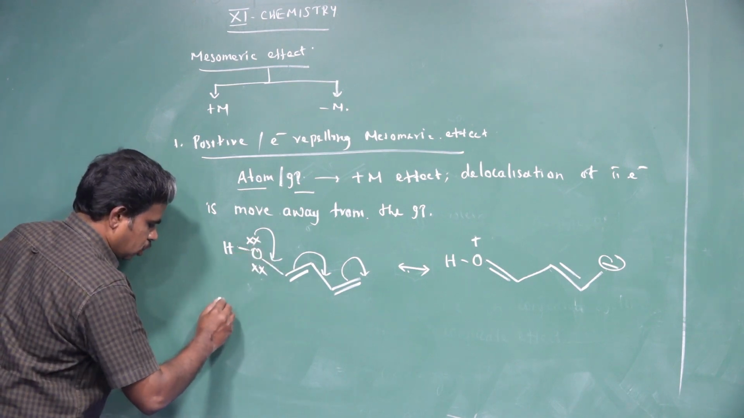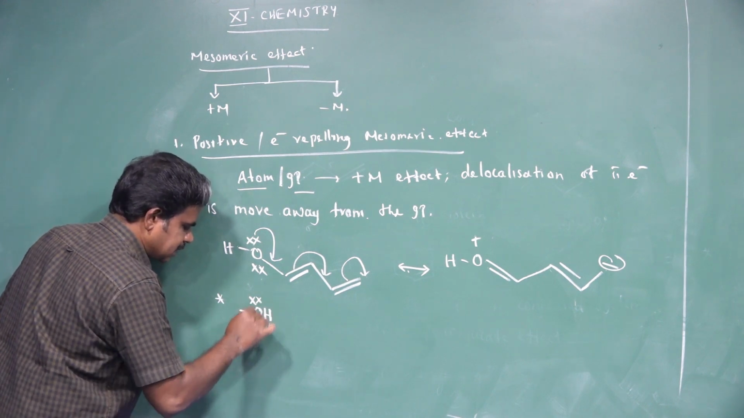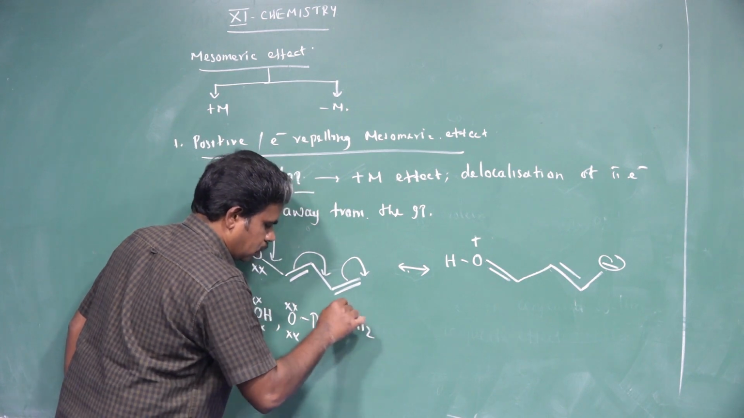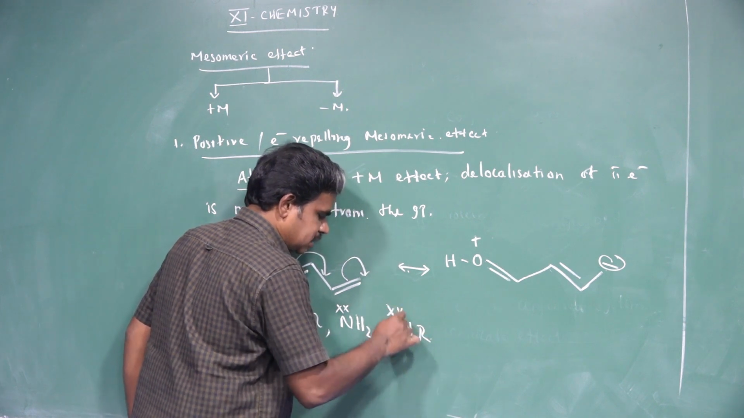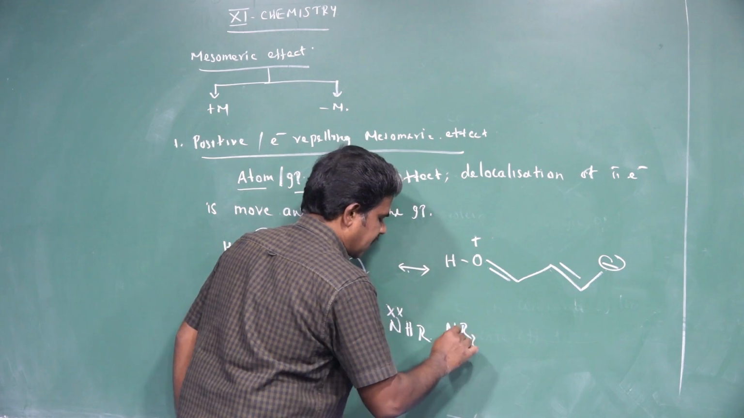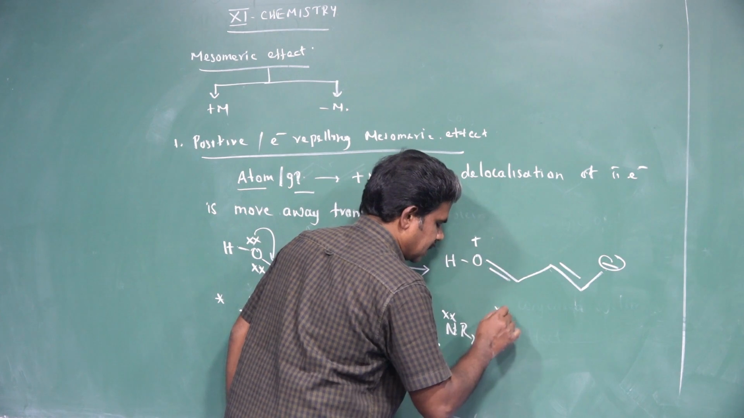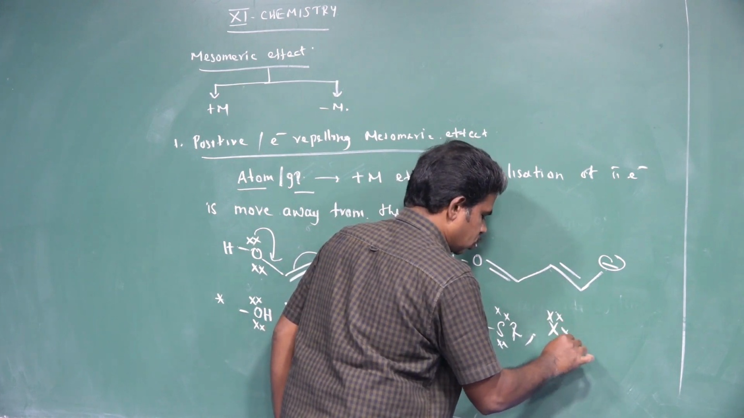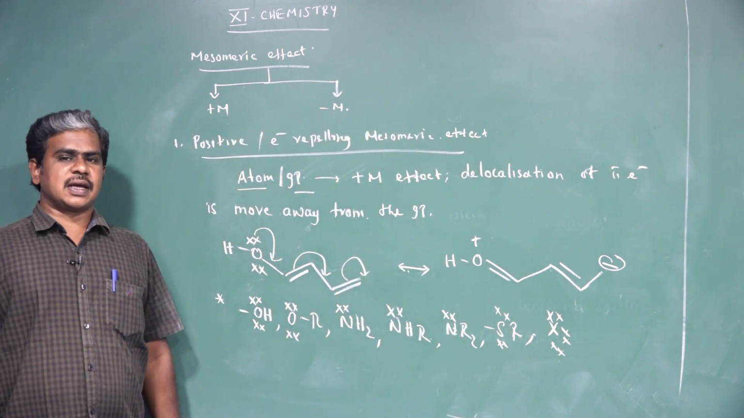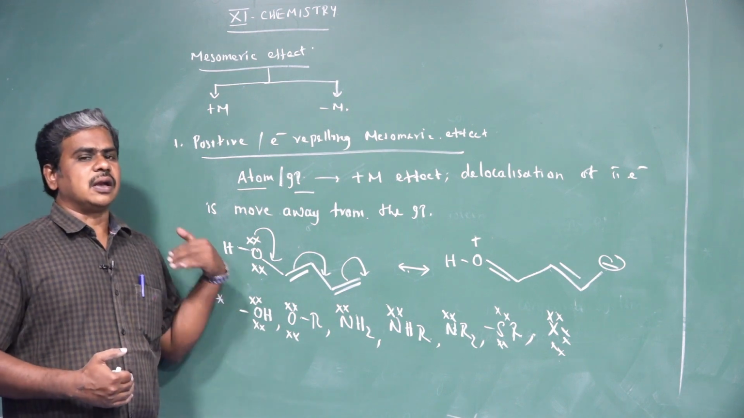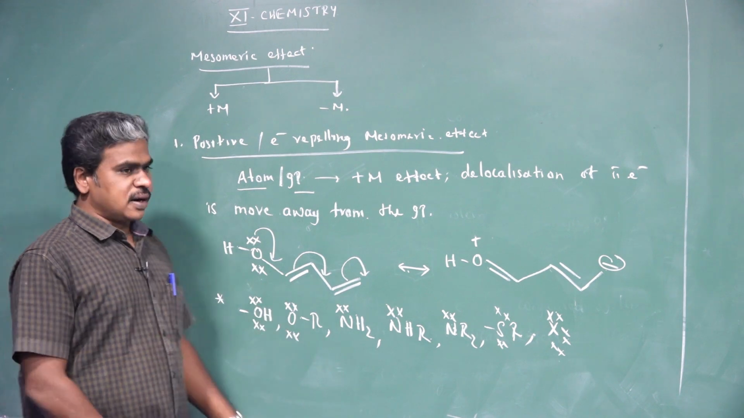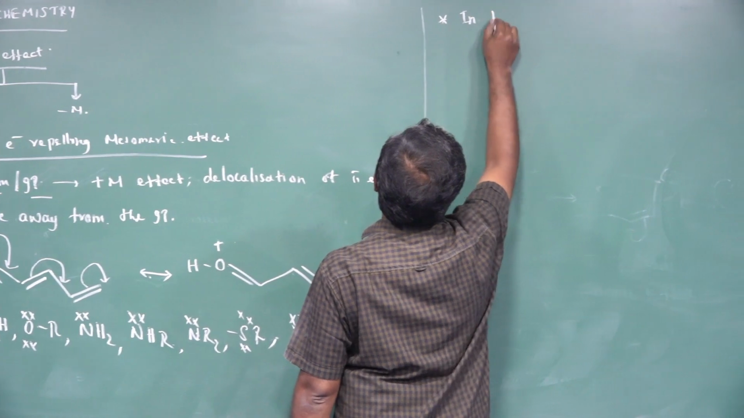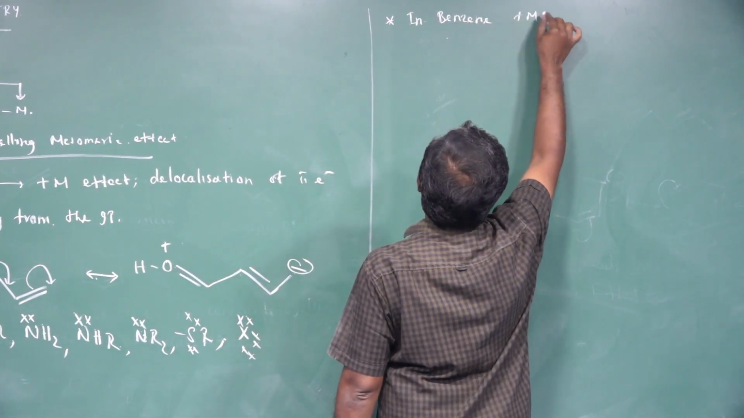Examples of such groups are OH with a lone pair, OR with a lone pair, NH2 with a lone pair, NHR, NR2 with nitrogen lone pair, SH, SR with sulfur lone pair, and X, the halogens, which also have lone pairs. So these groups mostly contain lone pairs. When the lone pair moves away, delocalization occurs. And consider a benzene ring attached to this plus M group.